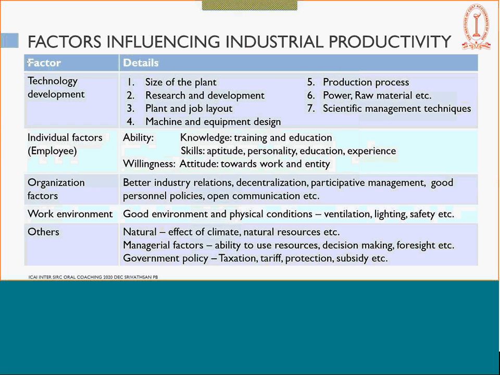So we'll see some of the aspects in industrial production. Size of the plants: the large size plants could produce more at lower cost, so that was helping them. And research and development activity. Industries are spending money in research and development. Your cell phones are becoming smaller, thinner, lighter, and performance has improved a lot. And then plant and job layout. How the plant is designed, how the job is designed. All these are done with a lot of research. So technology is applied in all this.